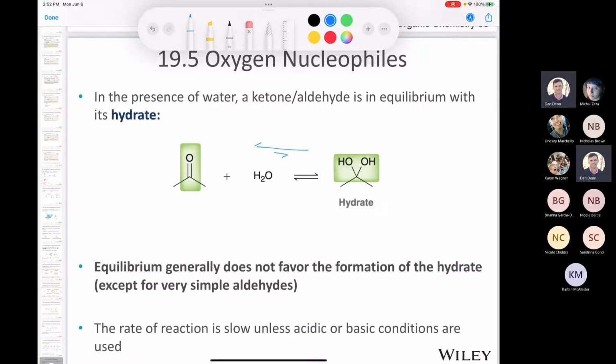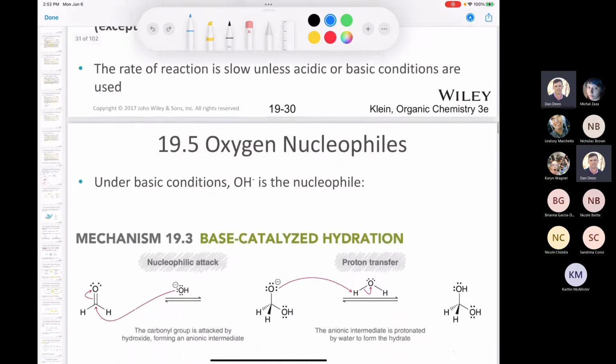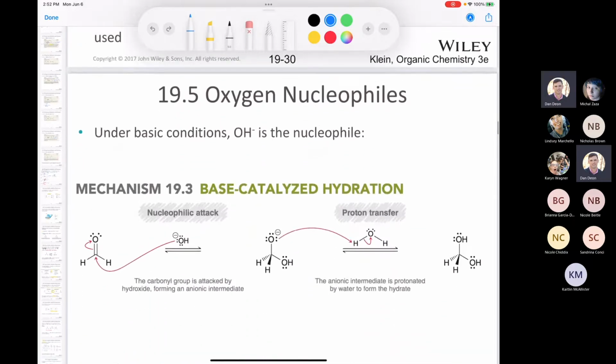And the rate of this reaction is really slow unless you have some kind of acid or base. We're going to take a look at the acid catalyzed formation of a hydrate and the base catalyzed formation of a hydrate. So let's take a look at those. Under basic conditions, let's say sodium hydroxide, and you have your simple aldehyde.